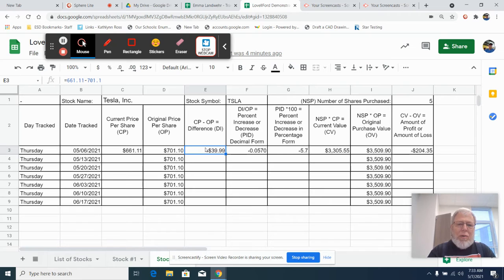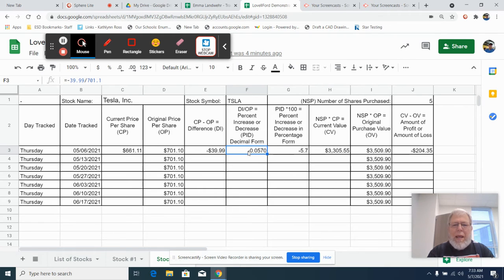All right. So now that we've found out how much lower our stock was, we now need to compute the percent decrease. Because this is negative right here, this is going to be a percent decrease that we're going to calculate. So if you go over to the next column, you can see what we did, looking up at the formula bar. We took that difference of $39.99 and we divided by the original price. And the formula for that is right here.